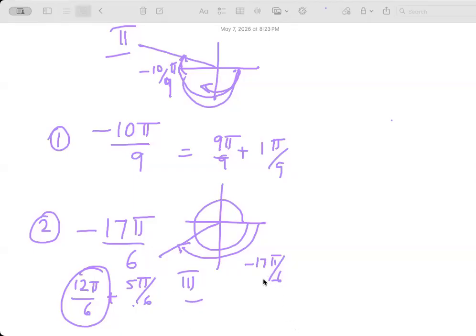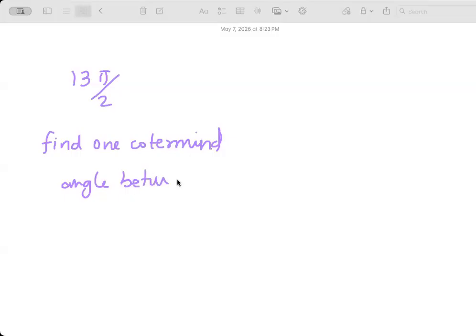Okay. Now let's go ahead. Having said this, you're going to find one positive and one negative coterminal angle for 13 pi by 2. Or, okay, just find one coterminal angle between 0 and 2 pi. 13 pi by 2 is your angle given. Find one coterminal angle between 0 and 2 pi. That's the question.